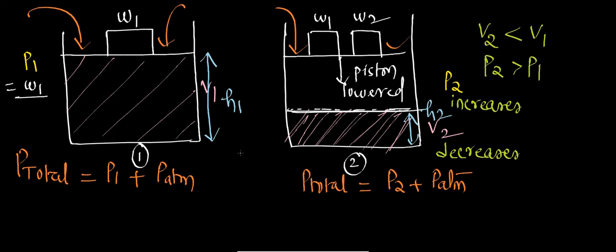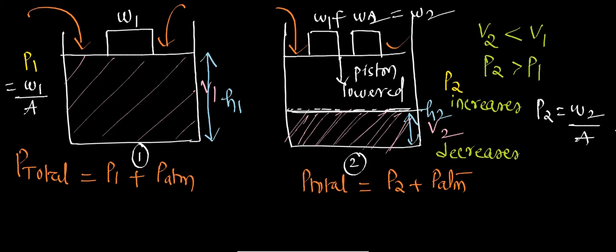So what is P1 now? Force by area, so W1 by A. What is P2 here? Force by area. I'll just take W1 plus W2, extra one more W1. I'm just taking it as W2. Unnecessary confusion. In the second case, force is W2. Area is the same, so A. Any doubt?